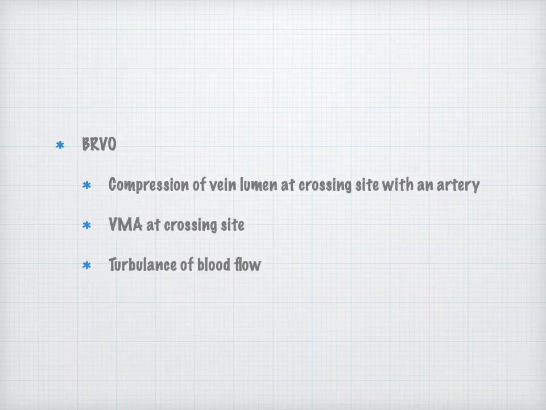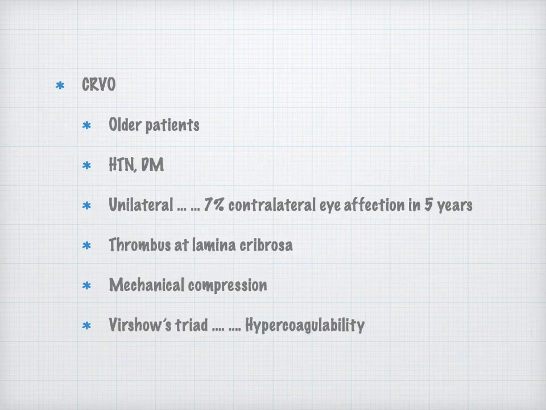Branch retinal vein occlusions occur mainly due to turbulent blood flow, secondary to compression of the vein lumen at the crossing site with an artery, as they both share a common adventitial sheath. Also, the presence of vitreomacular adhesions at AV crossings can increase the risk of compression. Also, local thrombus formation in a vein can occur.